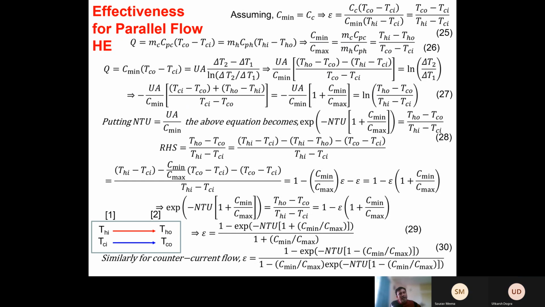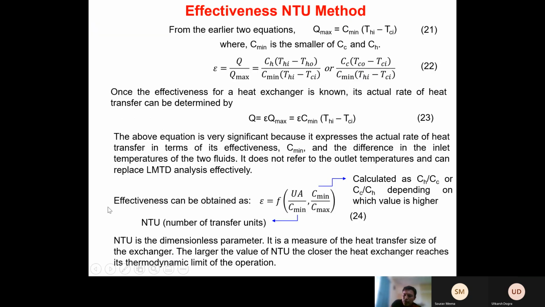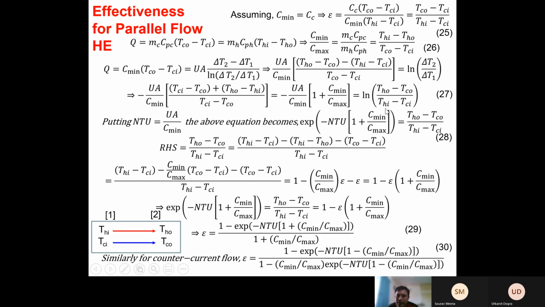Yes, sir. And the right hand side remains as it is. So on the right hand side, delta T2 is THO minus TCO divided by THI minus TCI, and the logarithm of that. Now let's look at this bracket term on the right hand side. Again this UA by C mean we can represent by NTU, because that's what we have defined here, isn't it? UA by C mean is NTU. So this entire thing becomes minus NTU, and this ln we can take to the left hand side. So that becomes exponential of minus NTU times 1 plus C mean by C max, and the right hand side is just this ratio THO minus TCO divided by THI minus TCI.